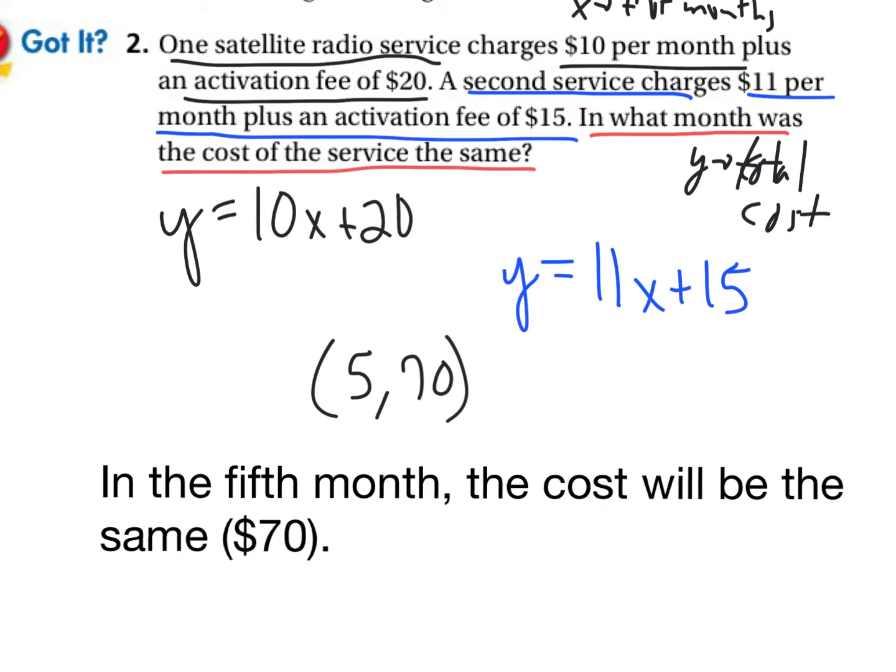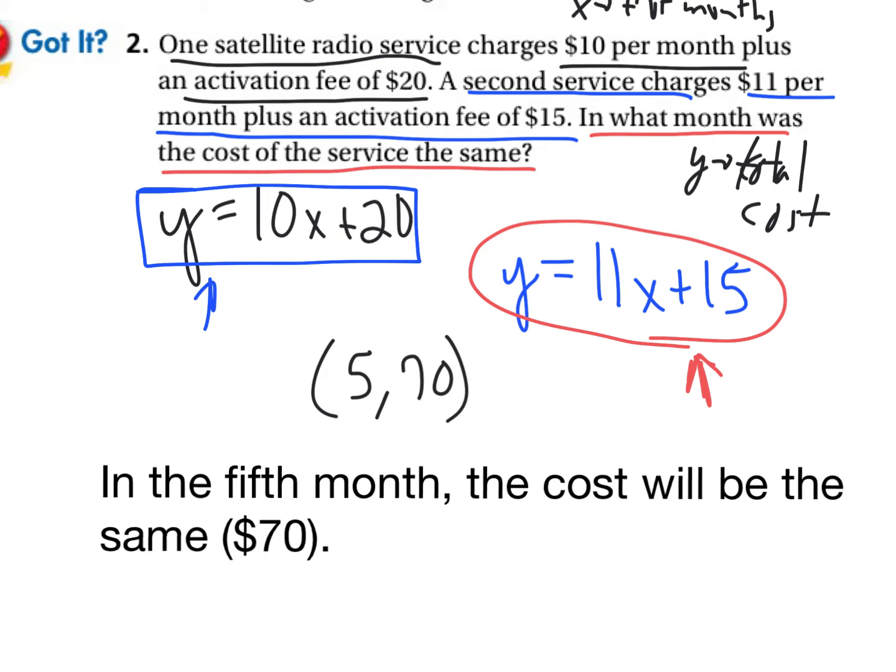So if we had less than 5 months, the one with the lower initial value or the lower activation fee would be a better deal. So if we had less than 5 months, this would be the better option. If we had more than 5 months, then this one would be the better option. It's got a higher activation fee, but it's costing less per month. So eventually it's going to become cheaper. But with 5 months, it's the same either way, whichever option we pick.